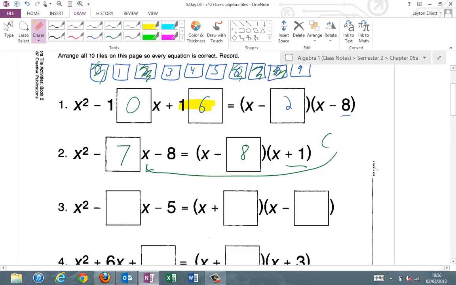Okay, next one, we have x plus something and x minus something, and it gives us 5. Well, the only two digits that can multiply together to get 5 are 5 and 1, and 5 and 1 are both available options up the top. So we now have to decide which is positive and which is negative. If I write it like this, I'm going to end up with minus 5 and plus 1, which gives me minus 4, which is what I wanted. If I reverse those, it gives me plus 5 and minus 1, which doesn't work.